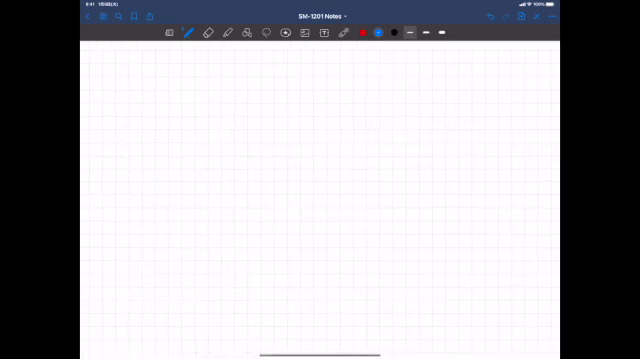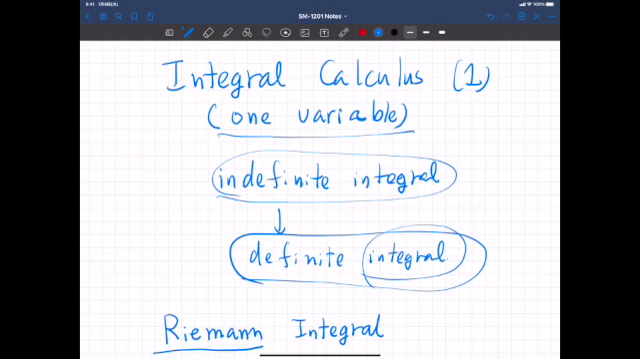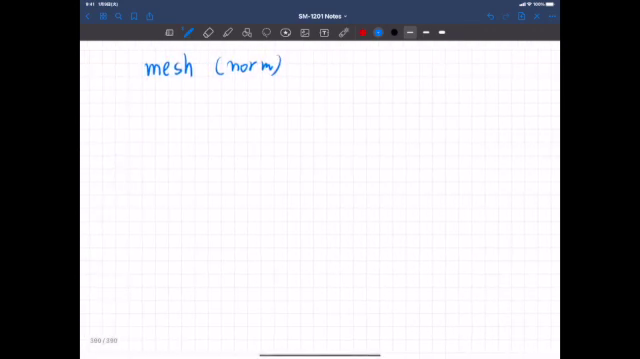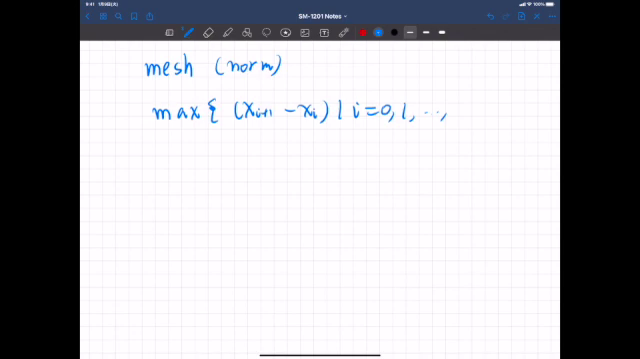And the mesh or the norm of this partition. A partition, by the way, is the sequence. So this sequence itself is called the partition, and the mesh or the norm of the partition is the maximum length of the subinterval. Okay, max of xi plus 1 minus xi, where i varies from 0, 1 up to n minus 1. So these subintervals are not equally spaced. Some subinterval may be greater than other subintervals, and so on. So we take the largest of them and call it the mesh or the norm of the partition.